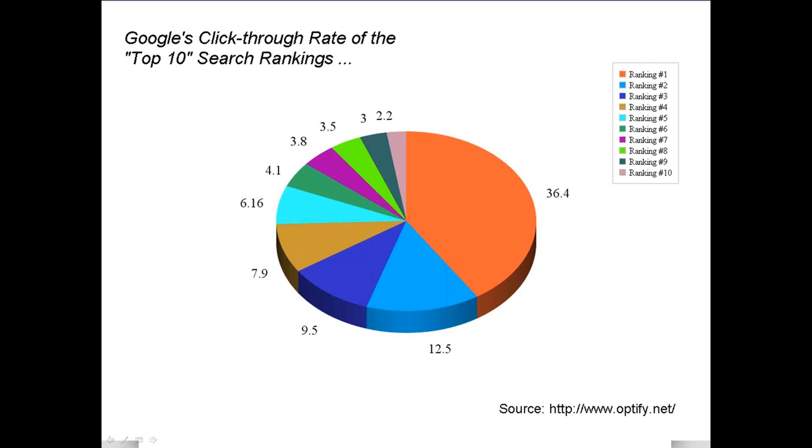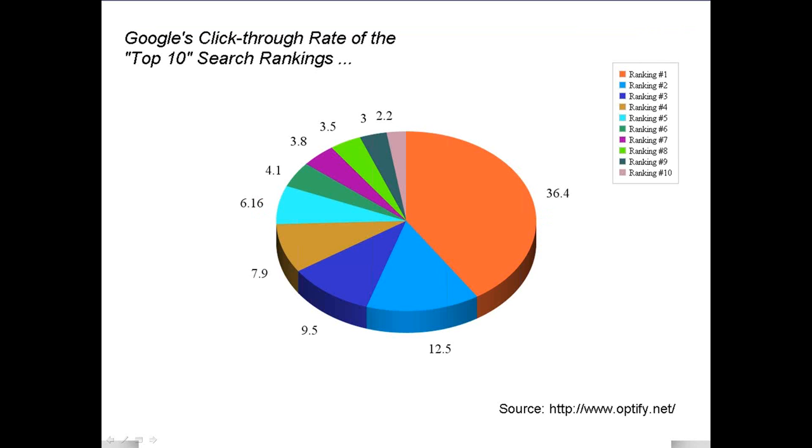And this is, of course, according to Optify.net, and you can check this out anytime, and they do monitor this. You can see if you happen to be in the number 10 spot, you're at 2.2%, so you're really not getting a lot of traffic. You're at 3.8% in the number 7 position, and you can work your way up from number 7 to number 1, you're sitting at almost a 10 times increase in traffic just by moving from position number 7 up to position number 1.